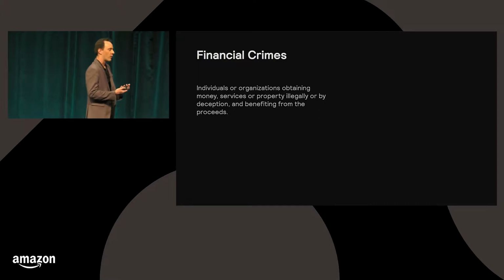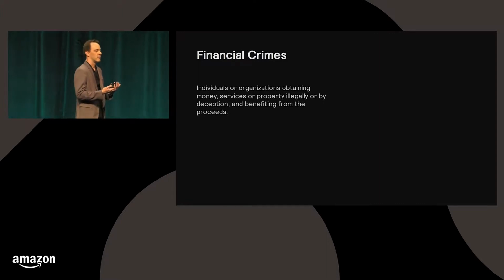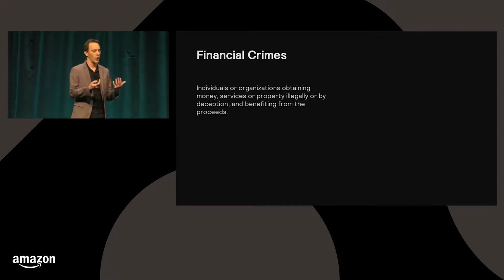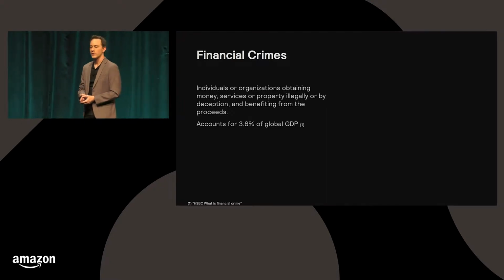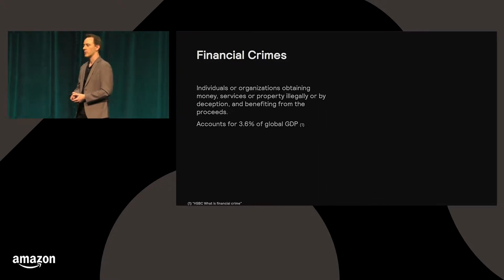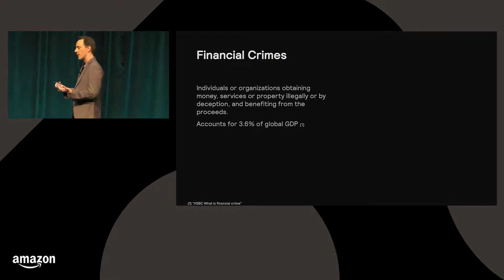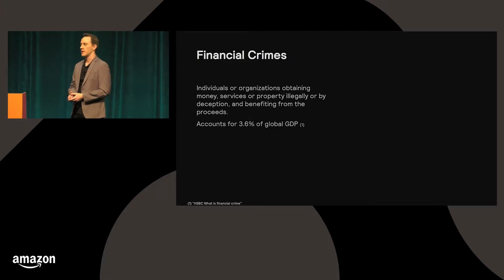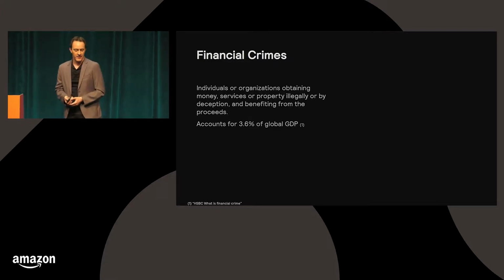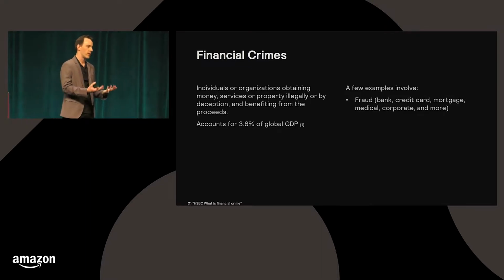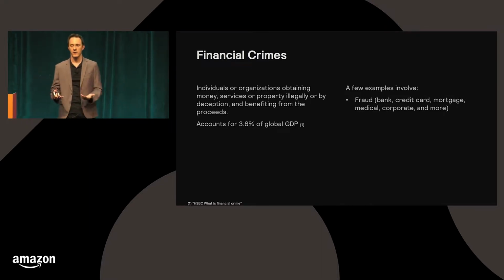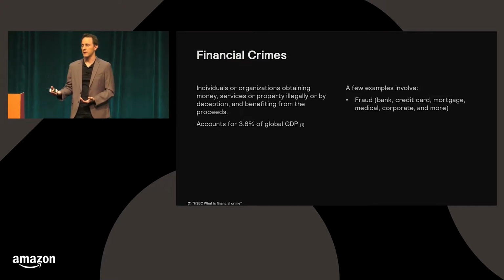To have a picture of how big this is globally, there's a report from HSBC that says that almost 3.6% of global GDP is related to financial crime. So to have an order of magnitude, this is in the order of trillions of dollars yearly. It's a lot of money. A few examples involve fraud. It could be bank, it could be credit card, medical, corporate fraud.